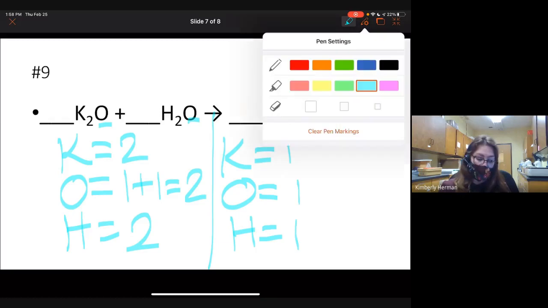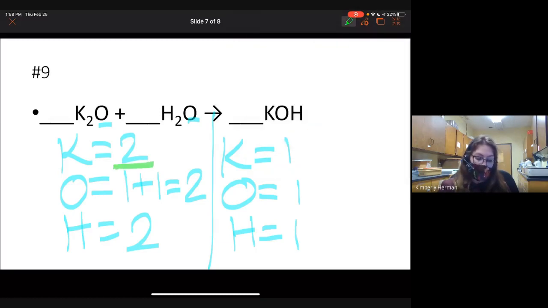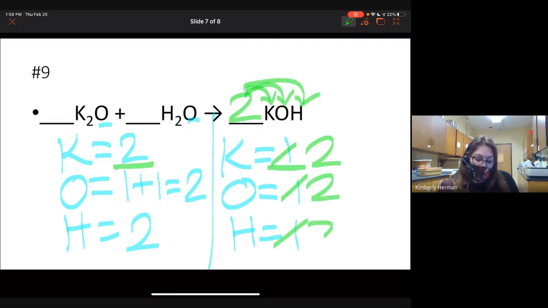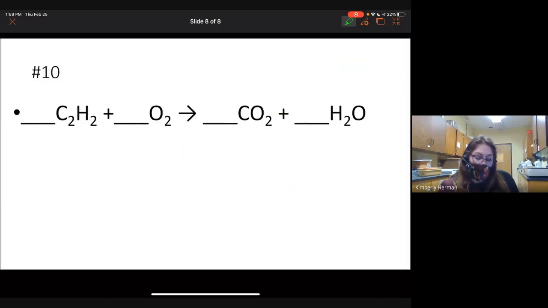So let's start at the top for it. So we have a 2 on this side and a 1 on this side. So how do we make a 1 look like a 2? We're going to place a 2 there. It not only changes the potassium, but it also changes our O and our H, which actually makes it all balanced for 6 on both sides. So we can add 1 here and 1 here. Okay, our final one is a doozy.